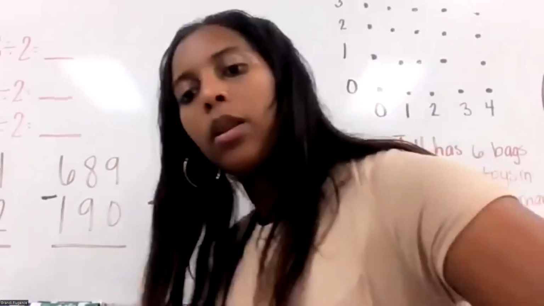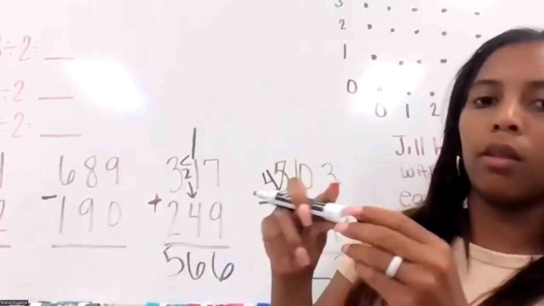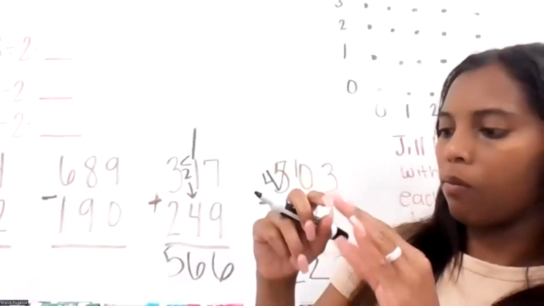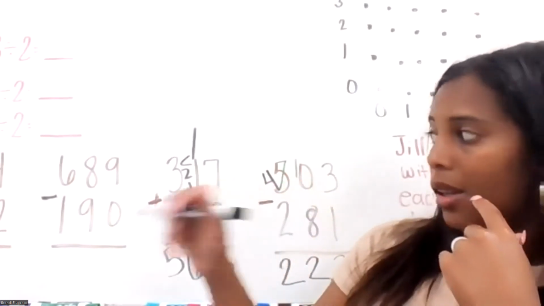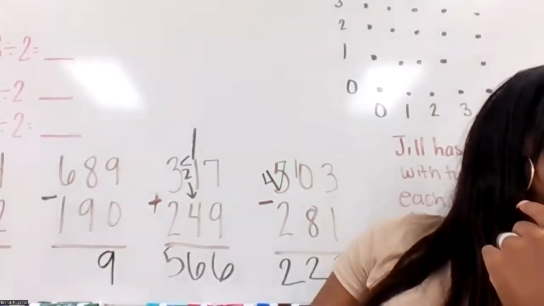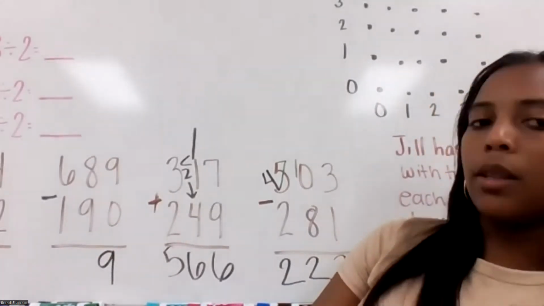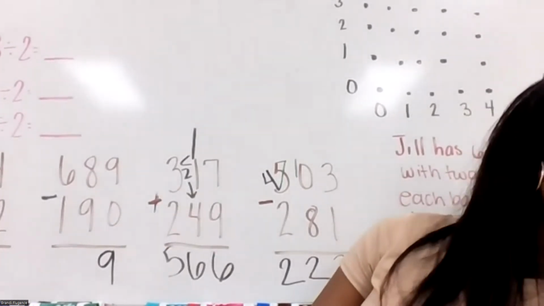Okay, anybody wants to walk us through this one? 689 minus 190. Okay, go ahead, Evan. Okay. 9 minus 0 equals 9. Okay, hold on. 8 minus 9, you can't do that. So I cannot subtract 8 minus 9 because 8 is smaller than 9. No way possible. So what do I do?